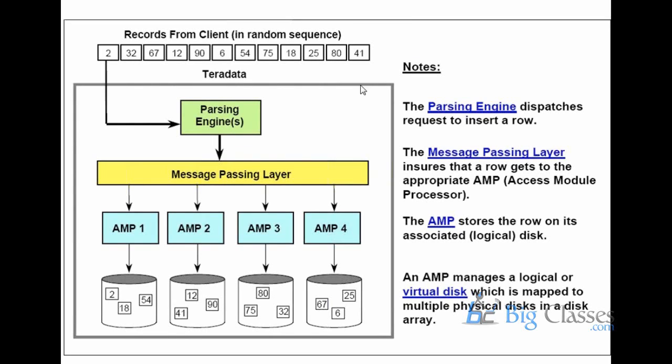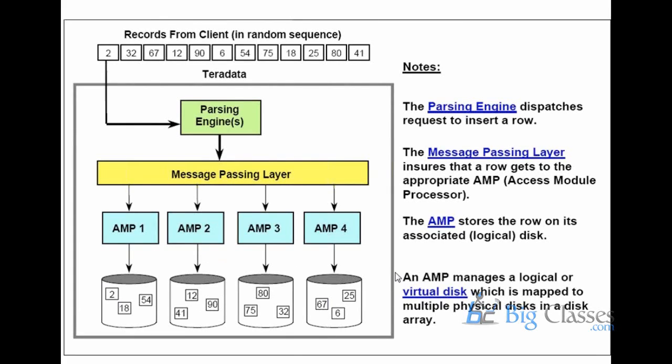Here in this example, the client is trying to insert around 12 records into a single table. The parsing engine distributes the data across the AMPs. That means all the 12 records are not stored in one place. They are distributed across the AMPs. So a single table is divided across multiple AMPs, and each AMP stores a subset of the table, not the complete table.